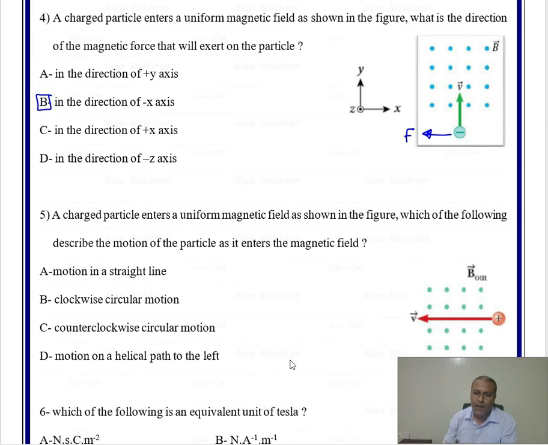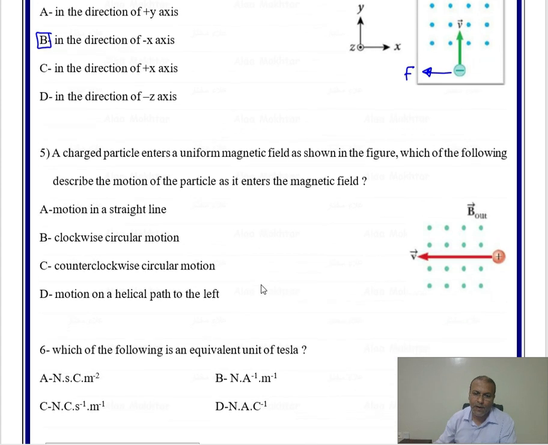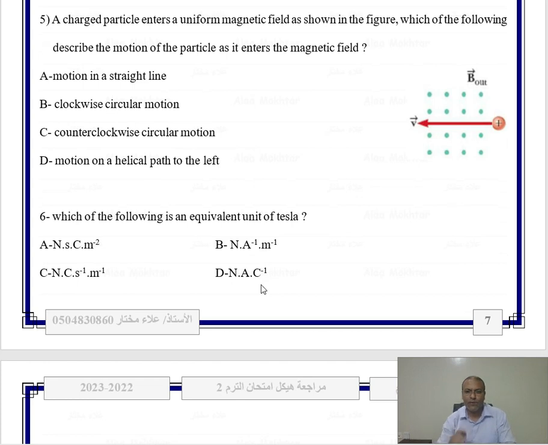Again, number 5. A charged particle enters a uniform magnetic field as shown in the figure. Which of the following describes the motion of the particle as it enters the magnetic field? First of all, my fingers in or out? Out, yes. My thumb to the left or to the right? To the left. So I will make my hand like this: my fingers out and my thumb refers to the left.